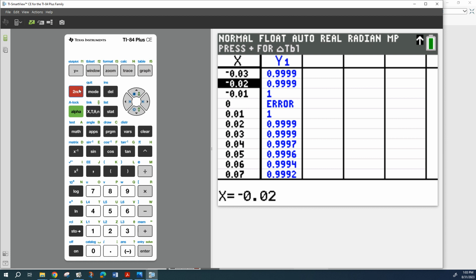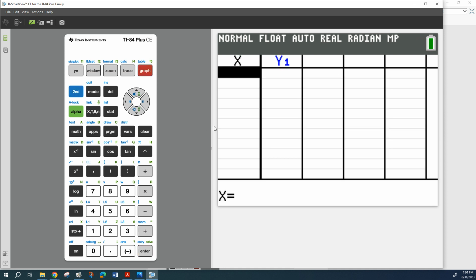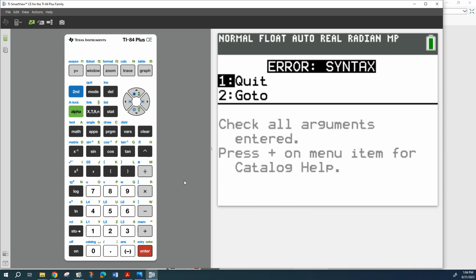If you go to table set, second, what happens if you go down and, instead of making the independent variable values auto based on what I just said, and now if I go to the table, I can type in any value I want to. That's kind of nice, right? So I can try like negative 0.1. Okay.